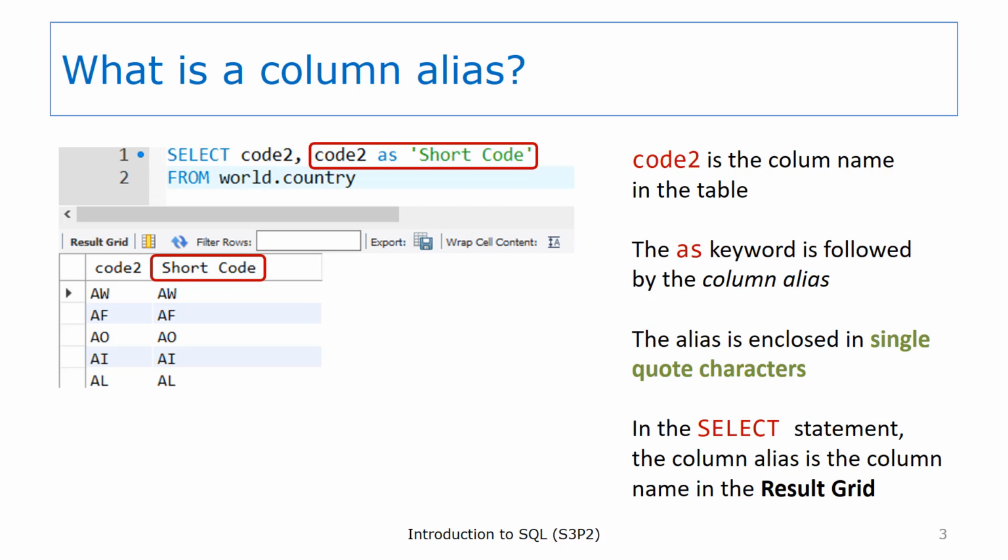The value of the keyword is the text literal short code. The text literal is enclosed in an opening single quote and a closing single quote. In the result grid, you can see that the value for the alias appears as the column heading for the second column. Even though we are retrieving code2 from the table, we are displaying it as short code. As you can see in this example, you can mix columns that you retrieve. That is, if you need to use an alias for a column, you can use it. If you don't need an alias, you don't have to use it.